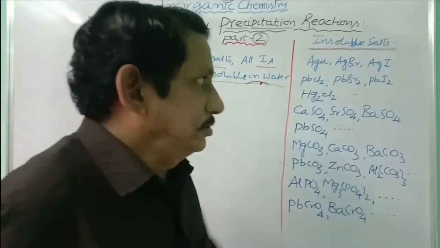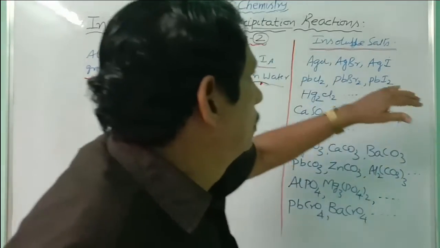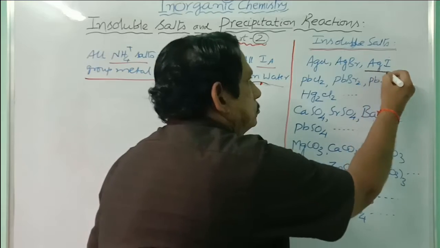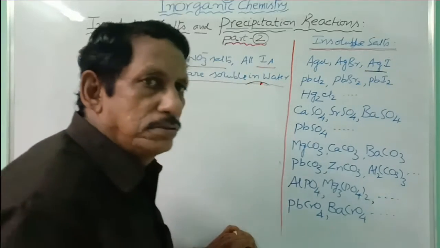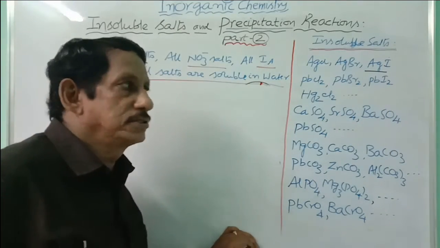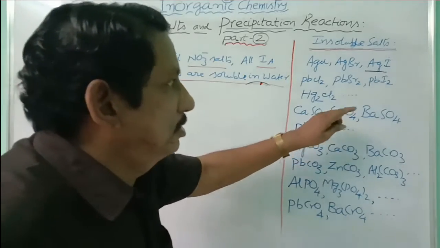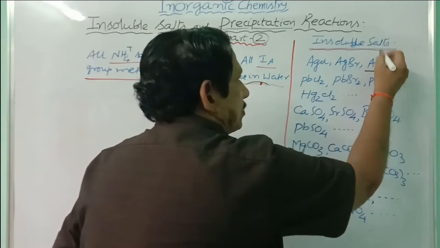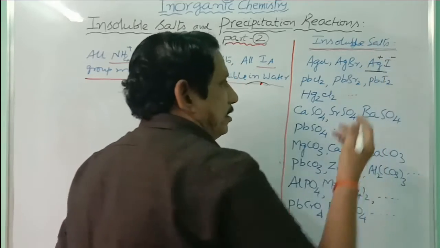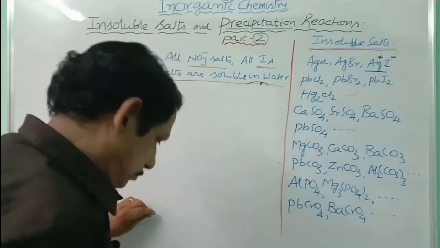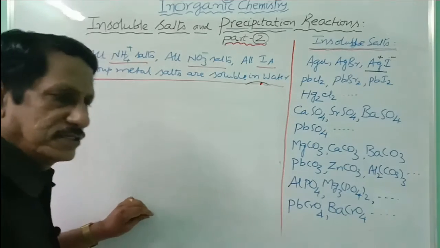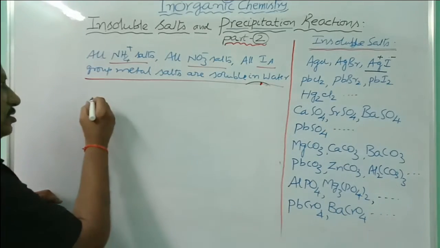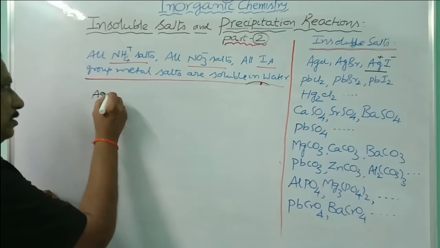Now let us consider silver iodide, a yellow precipitate. For that purpose, what do you have to take? You have to take a salt of silver ion and a salt of iodide ion, which are soluble in water. All the nitrates are completely soluble. All the acetates are completely soluble. So you can take silver nitrate as in the previous case.